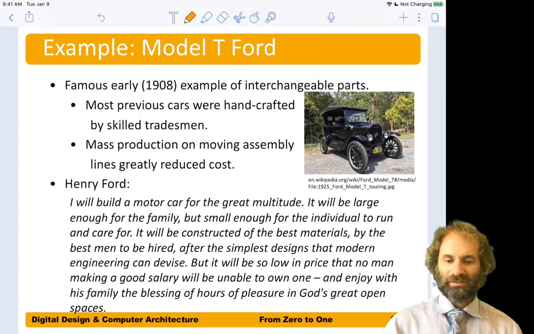So as another example of the 3 Ys in engineering, let's take a look at the Model T Ford. The Model T Ford was introduced in 1908, and it was a famous early example of using interchangeable parts. Prior to this car, most cars that had been around for about 20 years were handcrafted by skilled tradesmen, and they were very expensive as a result. The Model T introduced mass production on a moving assembly line that greatly reduced cost. So Henry Ford laid out his manifesto to be able to build a car that an ordinary person could afford.